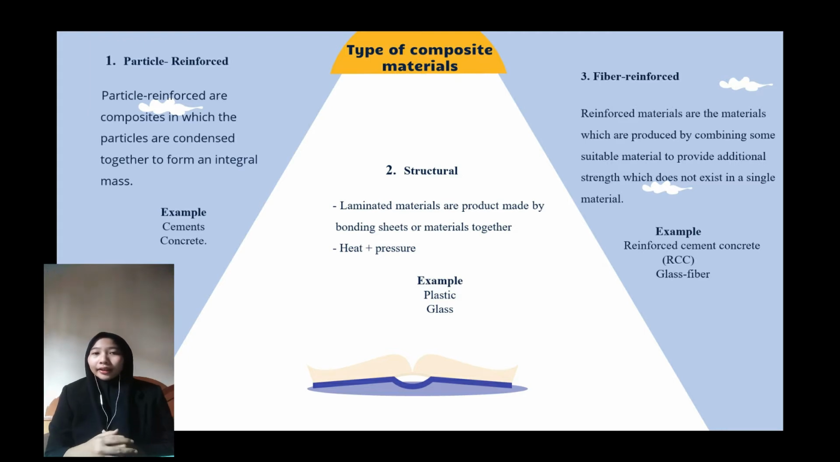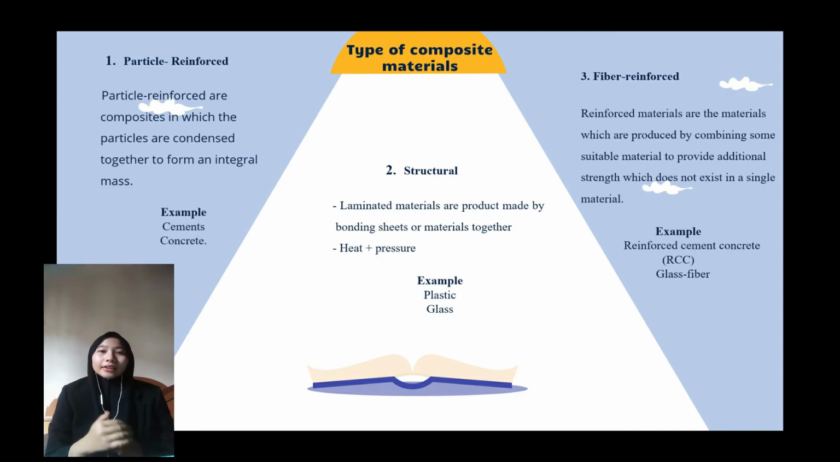The second one is the structural material composite. The structural composite is the laminated material that are products made by bonding sheets or materials together. Furthermore, it usually applies greater heat and pressure. For example, plastic and glass.